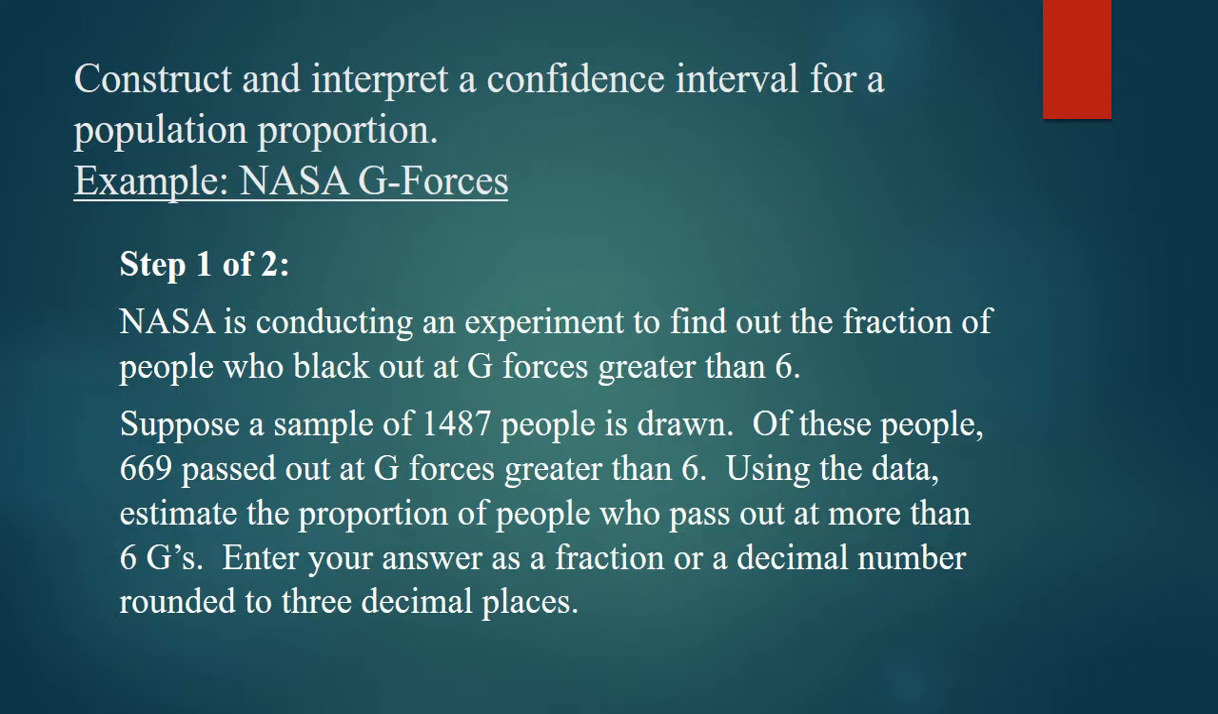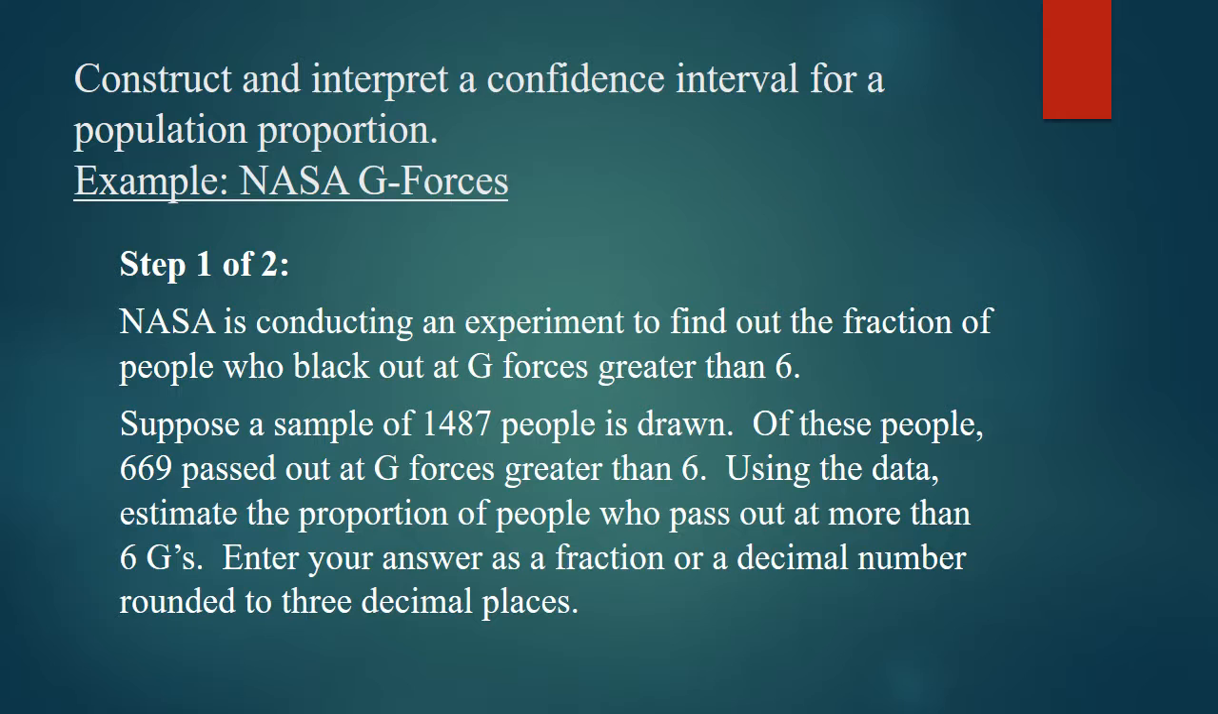So we have a sample of 1,487 people drawn. Of these people, 669 passed out at G-forces greater than 6. Using this data, we want to estimate the proportion of people who pass out at more than 6 Gs. And it asks us to enter your answer as a fraction or a decimal number rounded to 3 decimal places. So we're going to want to be careful on how we do our rounding.